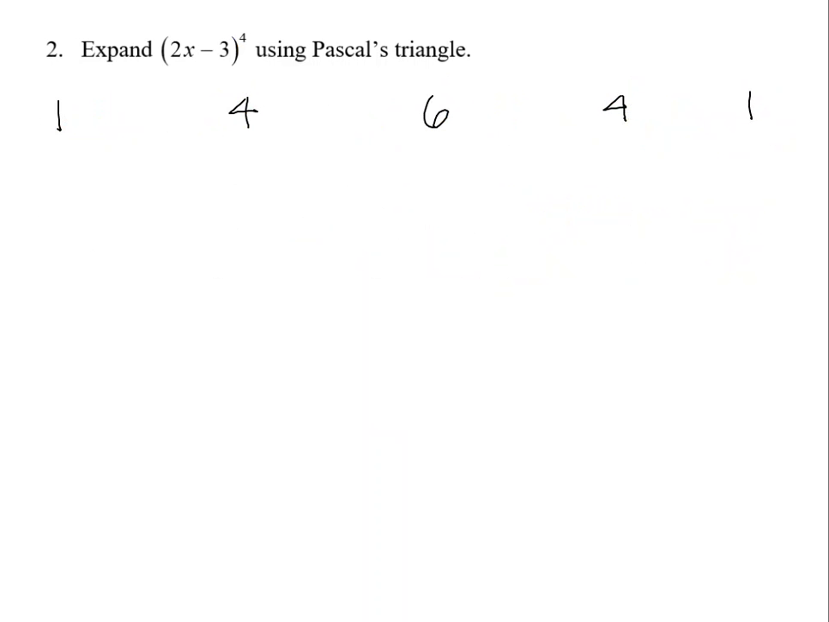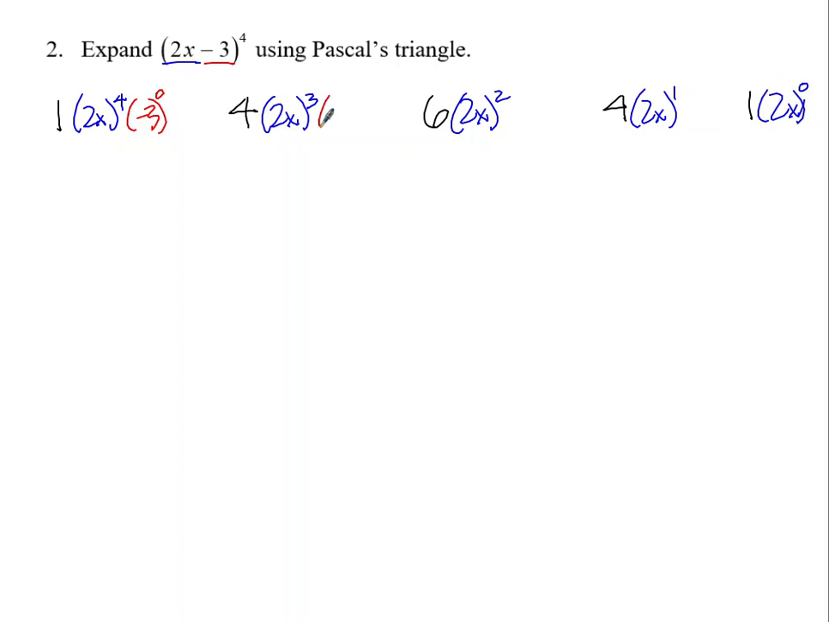Now, this one's a little bit trickier. We need to raise 2x to the 4th power. Then we're going to take negative 3, raise that to the 0 power, and increase the exponent for each term. And add the terms together.